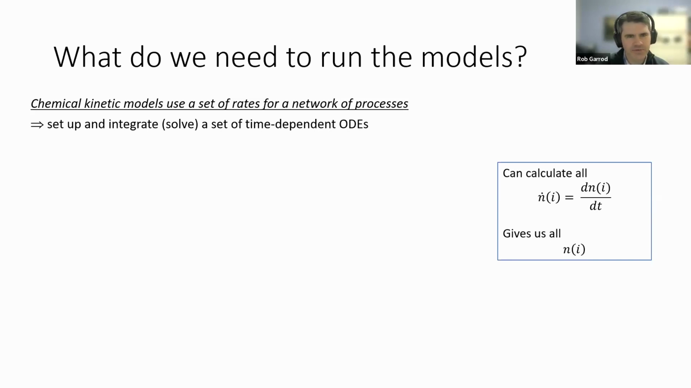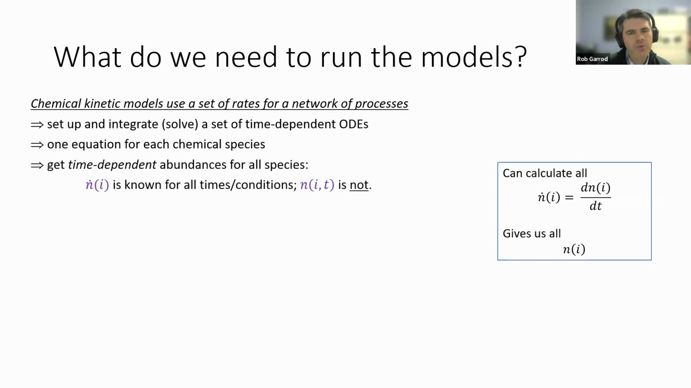So these chemical kinetics models have a set of rates for an entire network of processes. Every reaction or process in that network will have a rate that may be temperature dependent, but from that we can build up a set of time dependent ordinary differential equations, and we integrate them or just solve them with respect to time. And that will give us the abundances that we're looking for. So we have one equation for each chemical species, okay? And we have to solve all of those equations simultaneously because they are interrelated.